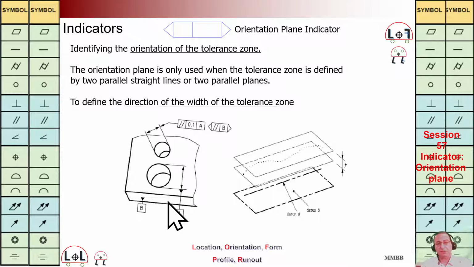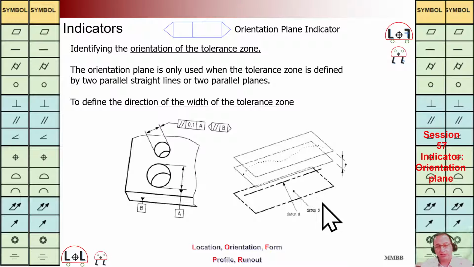Here, we are going to have reference plane B at the bottom, and then axis A here, and the axis of this hole should be parallel to A with this TZ 0.1, and we are going to have this orientation plane indicator. What does it mean? It means we are going to have two planes parallel to B with this TZ, and this axis should be in that interval.